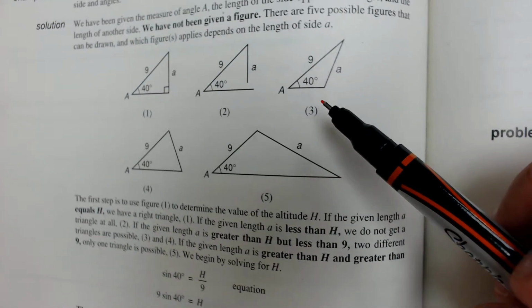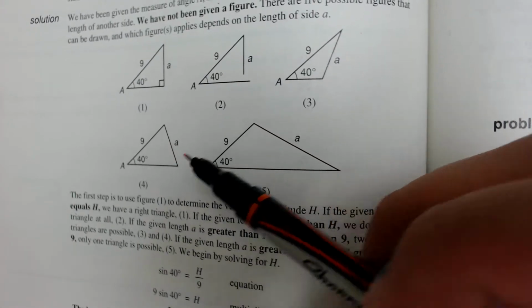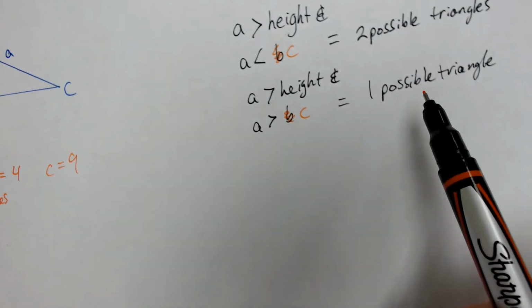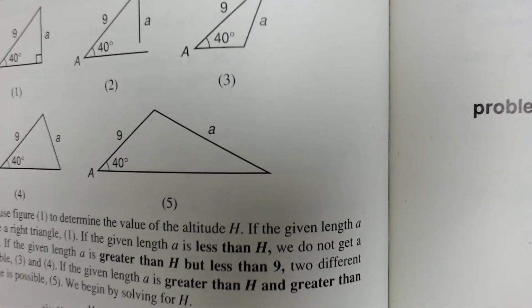These two possibilities come with whether side a slants to the left or to the right. And then the last one is that if a is bigger than the height and bigger than c, there's one possible triangle, which is what we see in figure 5 there underneath the cord to my camera.